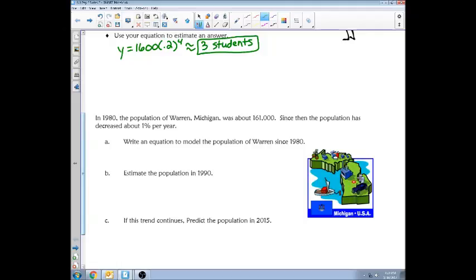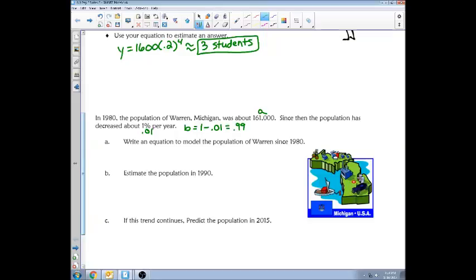All right, let's look at the next example. In 1980, the population of Warren, Michigan was about 161,000 people. That's going to be my A value. Since then, the population has decreased by about 1% per year. Well, 1% can be written as 0.01. To find my B value, it would be 1 minus 0.01 because it is decreasing. So about 0.99 is my B value.